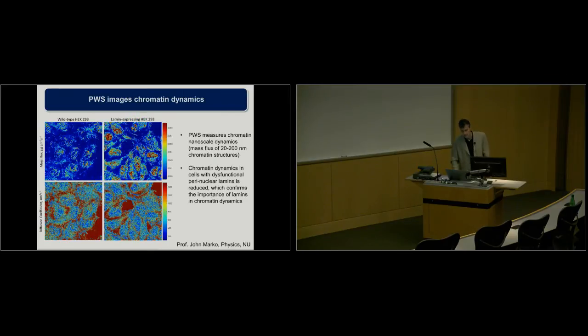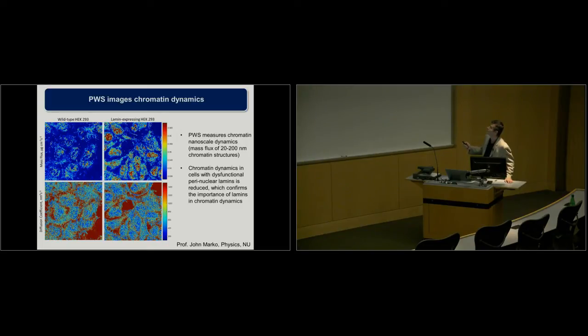Another example of looking at nanoscale dynamics: lamins have been implicated in control of nuclear shape and chromatin dynamics at the same time. This is just an illustration of how you can study these processes. These are wild-type cells, and these are cells underexpressing lamins. This is expressing lamins. And if you look at the mass flags, again, this is the cells.